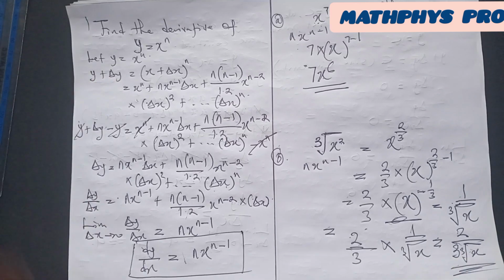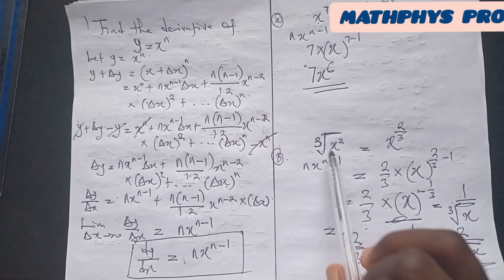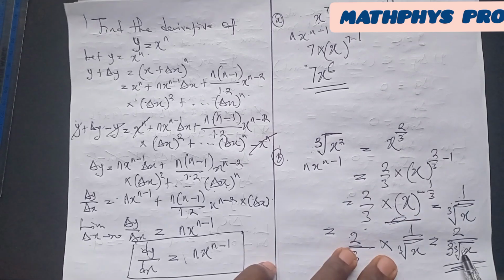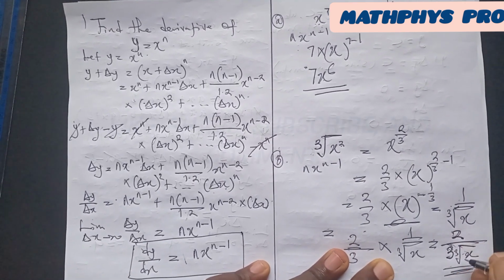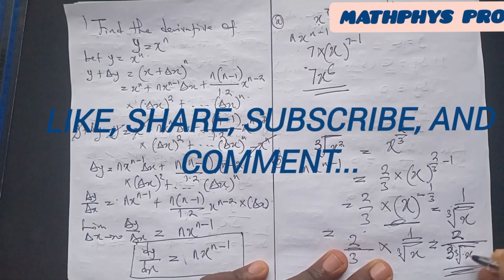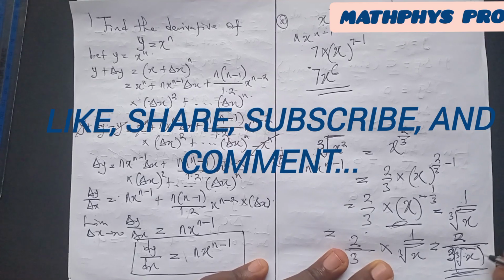So this is the derivative of the cube root of x raised to the power 2. Our answer is 2 over 3 times the cube root of x. You can also enclose it in a bracket.